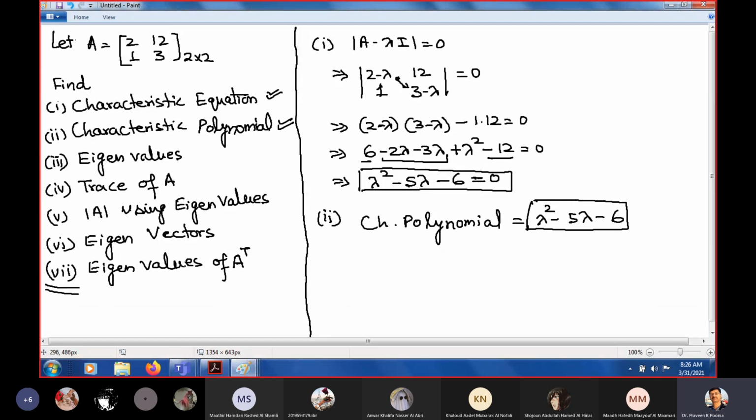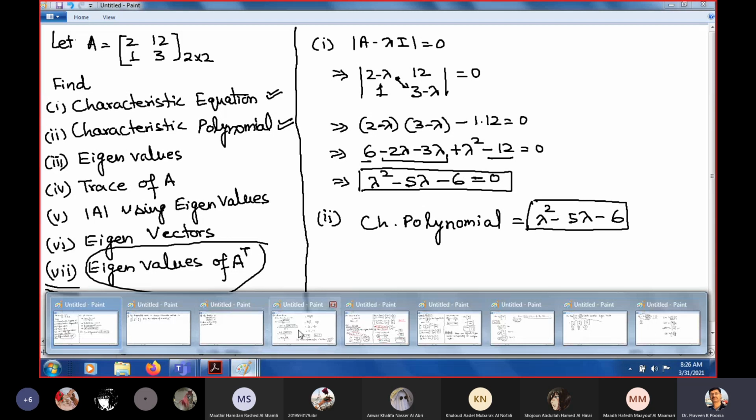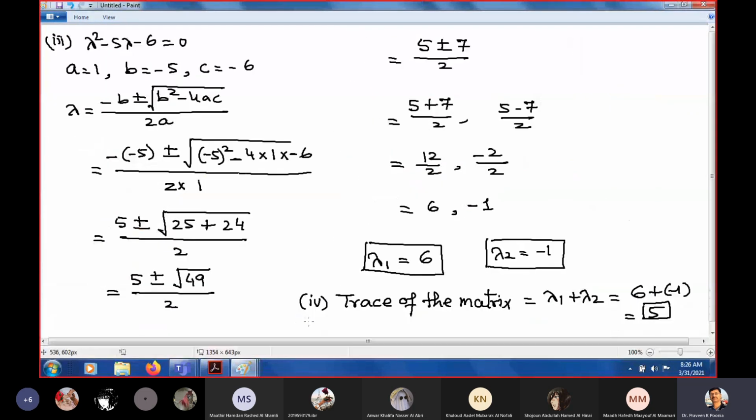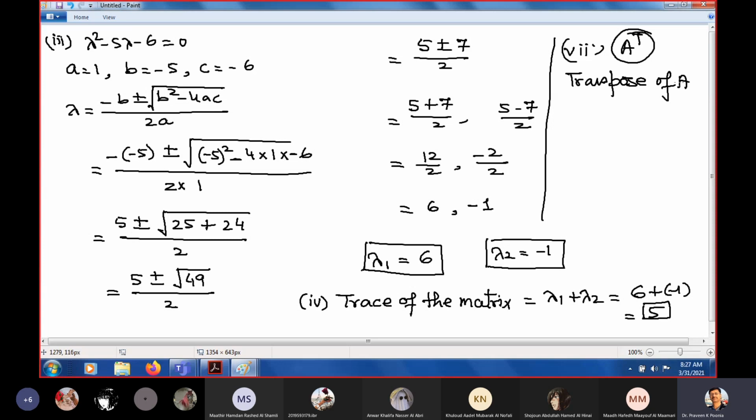So with the determinant we have found the eigenvalues. Now the question comes, what are the eigenvalues of A transpose? Clear? Here what are the eigenvalues? Eigenvalues are 6 and minus 1. So the last question is, what are the eigenvalues of A T? A T means transpose of A. So what are the eigenvalues? Can you please tell me?